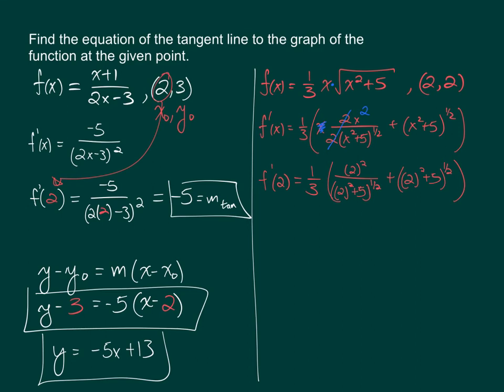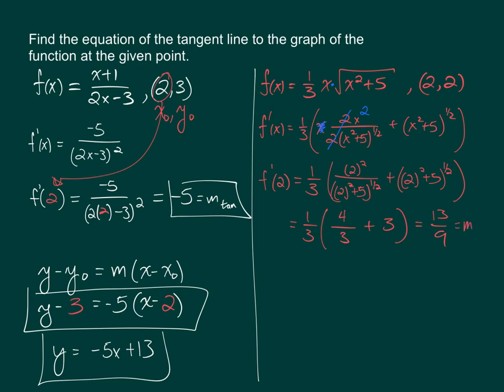So I can simplify this further to say it is 1/3 times 2 squared in the numerator, which is 4. Here, 2 squared is 4 plus 5 is 9. A half power is a square root. Square root of 9 is 3. Plus, we just did this calculation right here: 4 plus 5 is 9. Square root of 9 is 3. So when you go ahead and simplify all of this stuff, you'll get that the slope is 13/9.